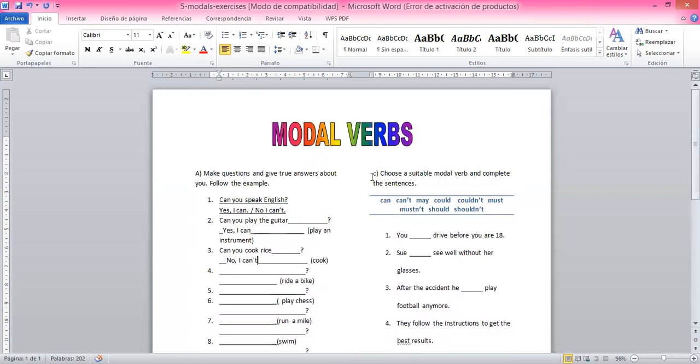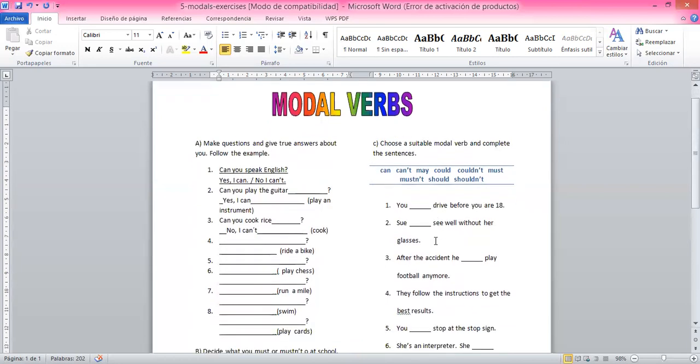Let's see the letter C that is similar to the first one. Choose a suitable modal verb and complete the sentences. Okay, we have the first one. You drive before you are 18. And we have the modals that we're gonna use there. We have can, can't, may, could, couldn't, must, mustn't, should, shouldn't. Which of those would you use in that?